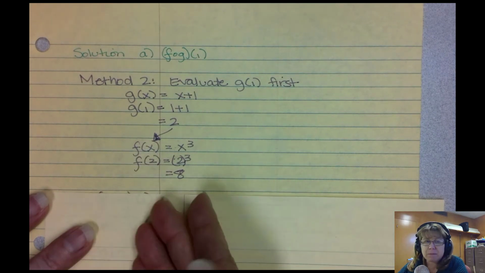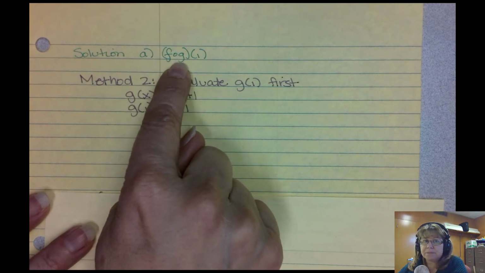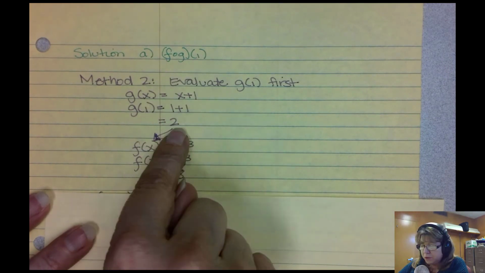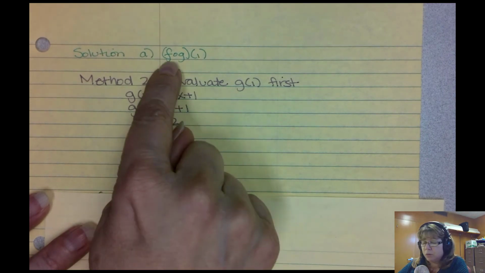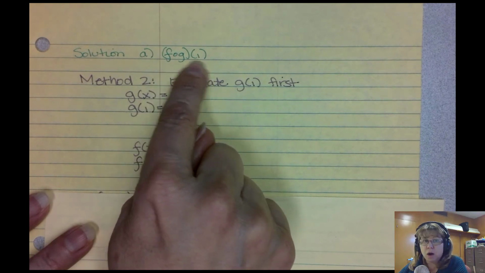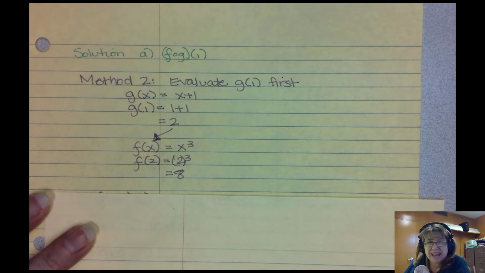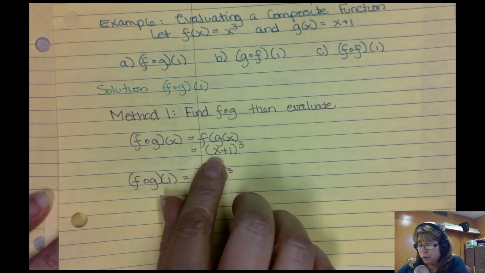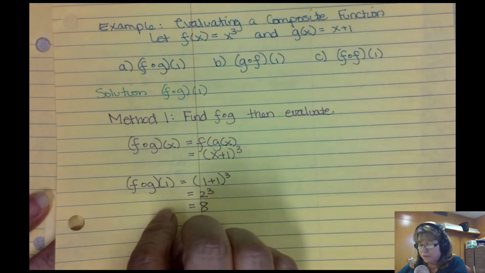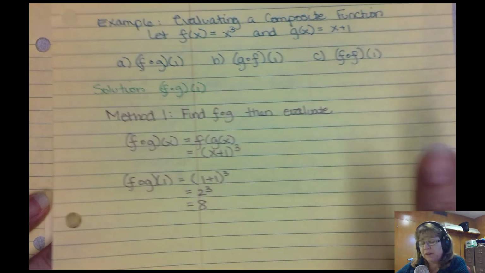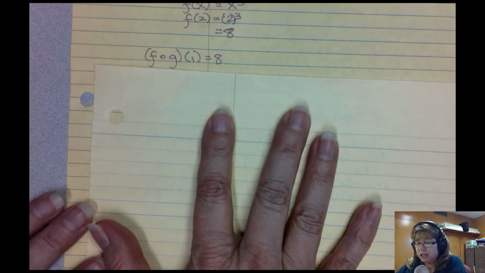I actually find that method 2, unless I'm going to do a lot of these f of g's, going the direct route, first putting in g and then finding your result and putting in f, is pretty straightforward. If I'm going to do a lot of these f of g's, maybe f of g of 1, f of g of 2, f of g of 3, then I would go through figuring out what f of g of x actually is before I placed any numbers in it if I was going to do more than one. All right, so f of g of 1 equals 8.